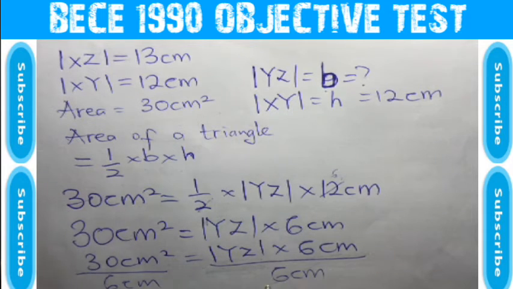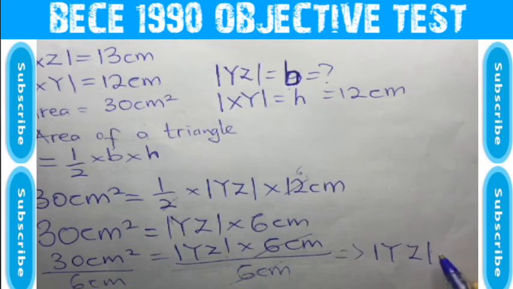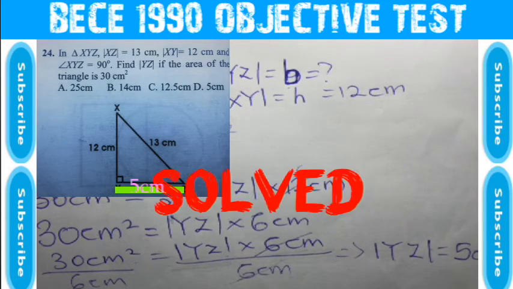So over here 6 divides 6, and that is gone. Now we have YZ left. So let's continue from here. The length YZ will give us, now when 30 is divided by 6, you have it to be 5. And since we are calculating for length, it will be in centimeters. Bear in mind that it will be in centimeters. So the length of the base of the triangle, which is YZ, is 5 centimeters. So our question 24 has been solved.